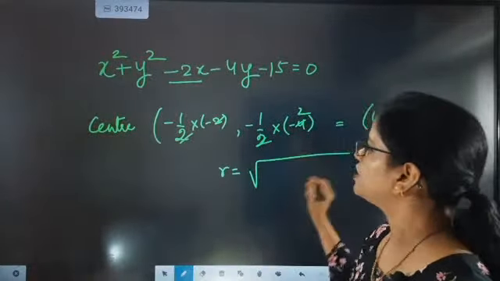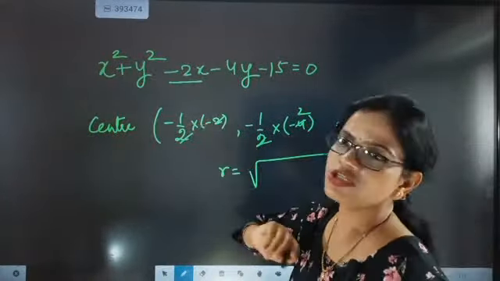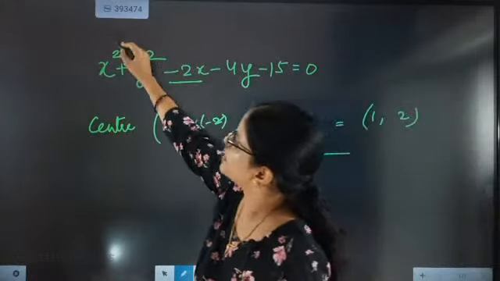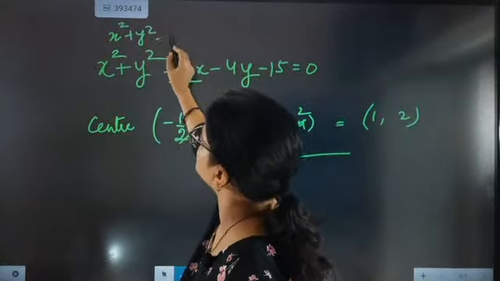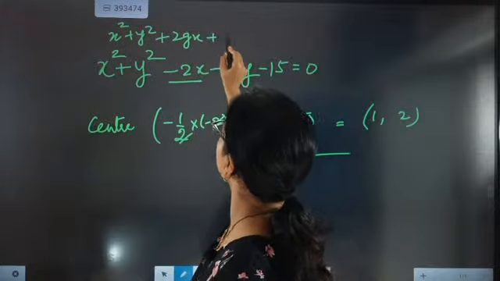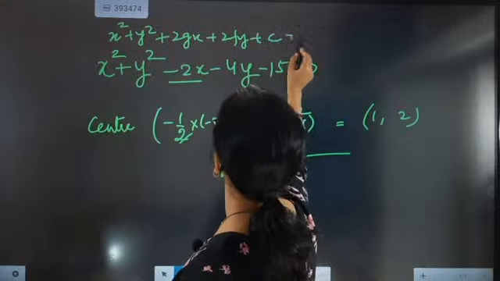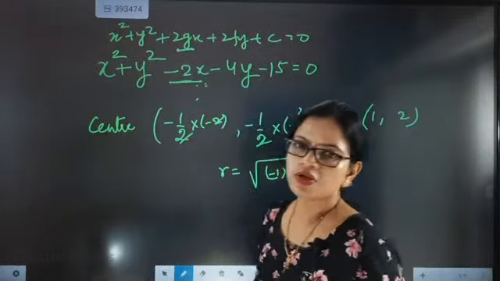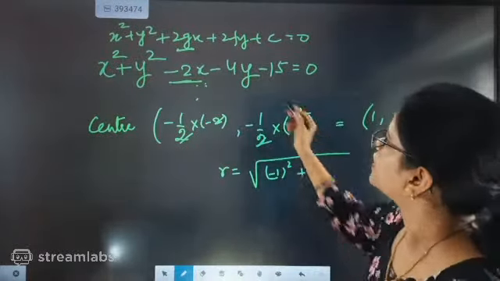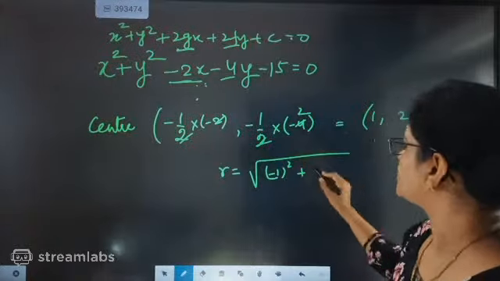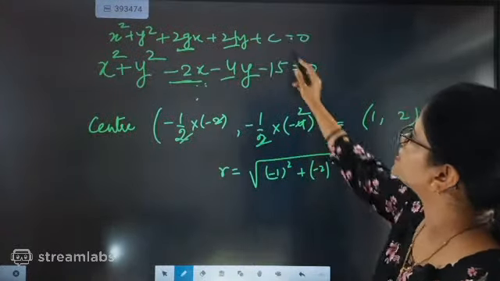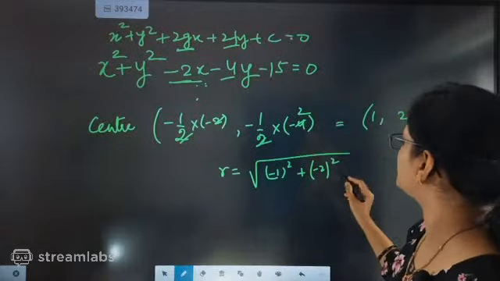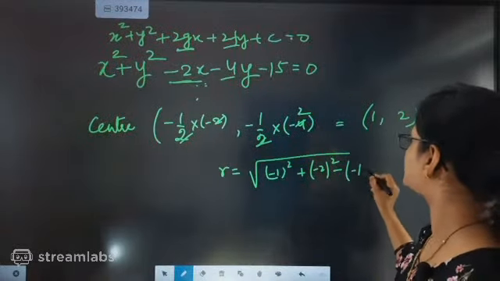Now radius part. Radius is root under g square plus f square minus c. So g is coming as minus 1. If you are getting problems comparing to get g, the equation is x square plus y square plus 2gx plus 2fy plus c equal to 0. So 2g is equal to minus 2, so g is equal to minus 1. Now 2f equal to minus 4, so f equal to minus 2. And then c, in the equation c equal to minus 15.